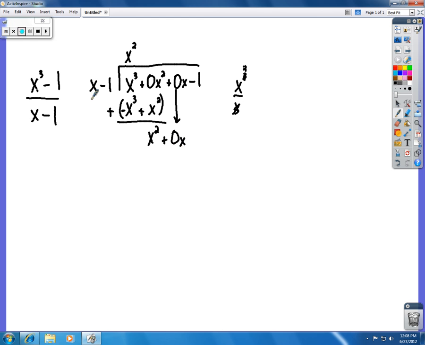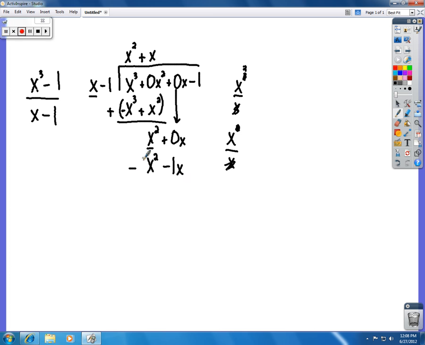Repeat my process. Divide this term by this. I'm sorry, divide this term by this. Backwards, so x squared divided by x. Of course, this is canceling with one of these. So the answer is going to be just a positive x. Again, do my multiplication. This x times this terms out in front. So x times x is x squared. X times negative 1 is negative 1x.